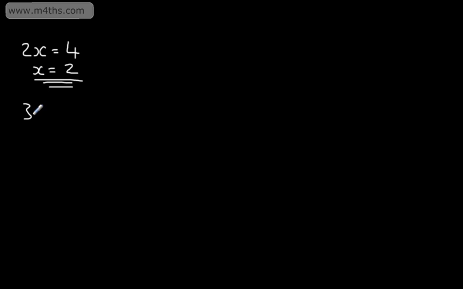If we go ahead and look at 3x minus 1 is equal to 8, we would start by adding 1 to both sides, so that gives me 3x is equal to 9. We would then divide both sides of the equation by 3. That would give me 9 over 3, which gives me 3. So all I've done is use the inverse operations. I've added 1 and divided by 3.